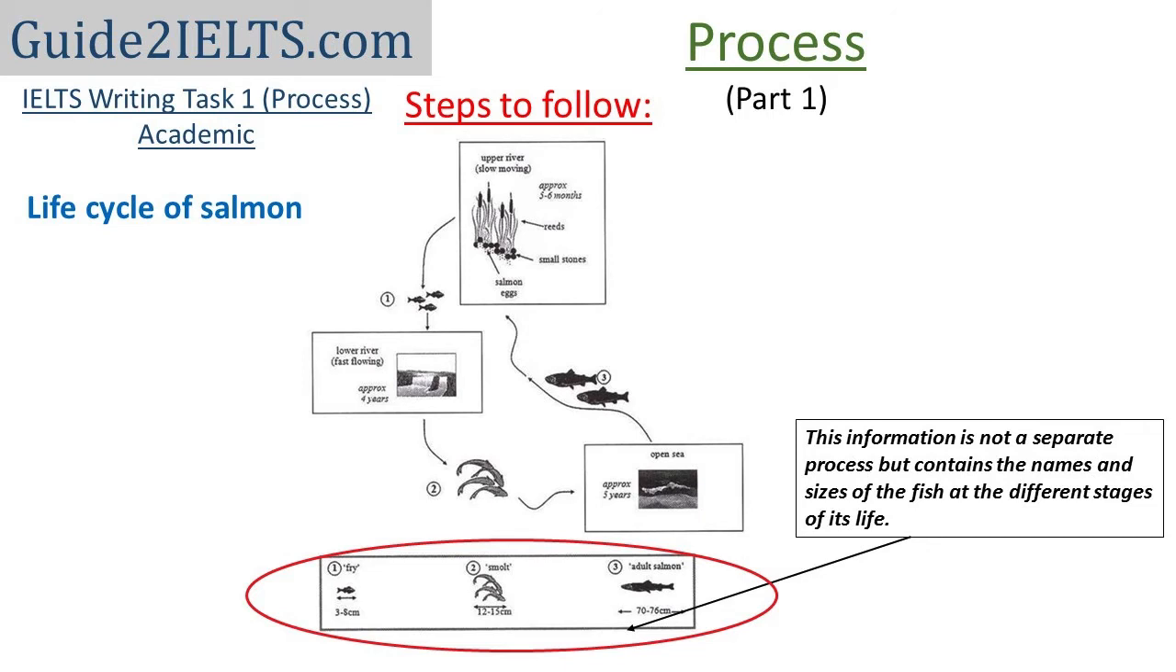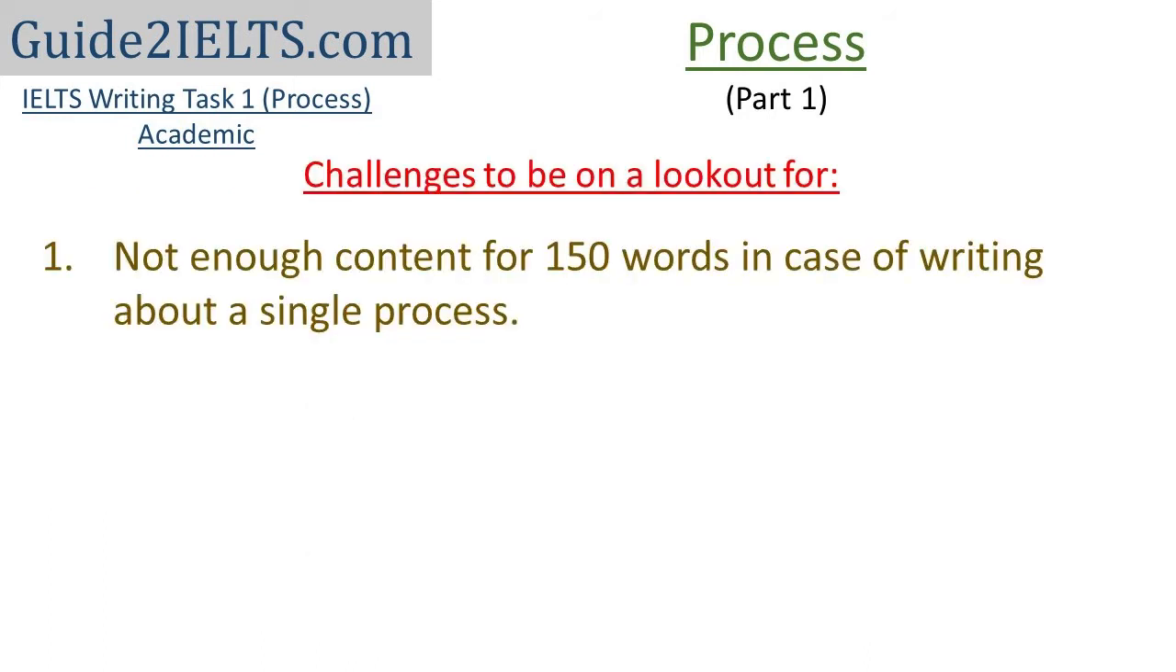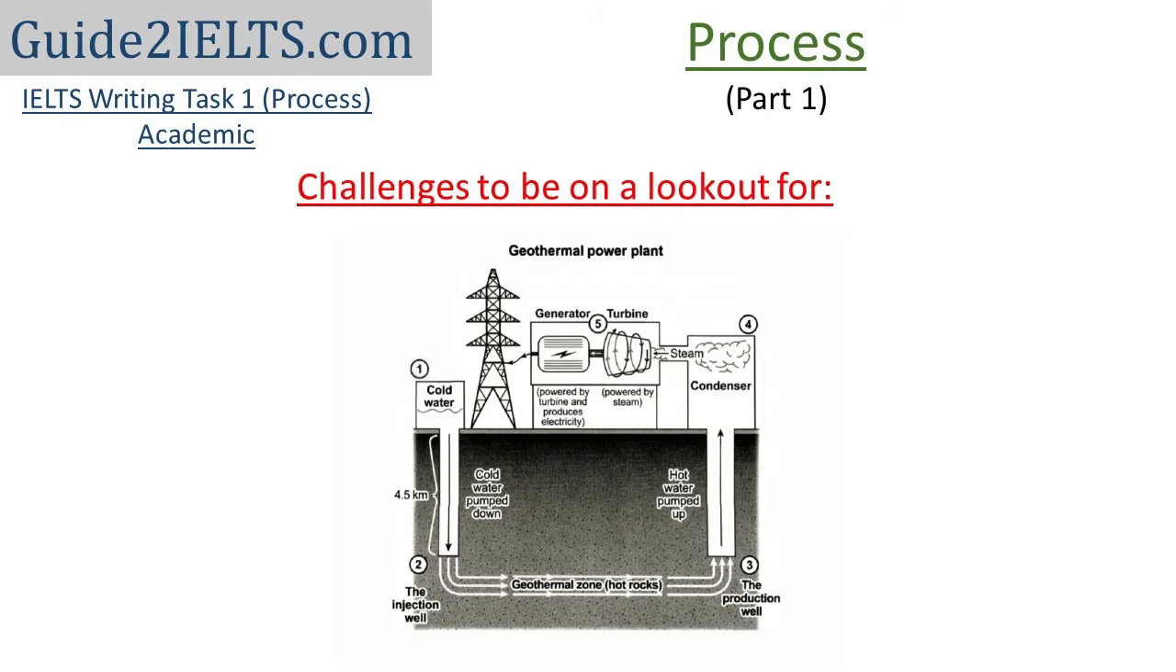Next, we'll talk about some challenges that you need to be on the lookout for when writing a report to describe a process. If it is a single process, there's a possibility that you may struggle with reaching the required 150 word count. An example of this is this process of geothermal power plant. If you have a process which looks like a short process, as you're writing, make sure you write longer phrases when you move from one step to the other.